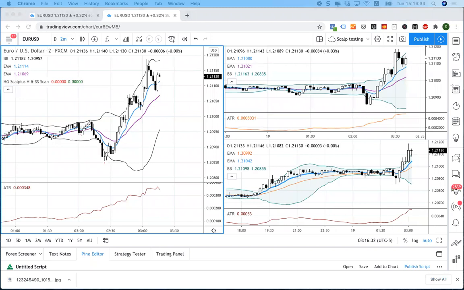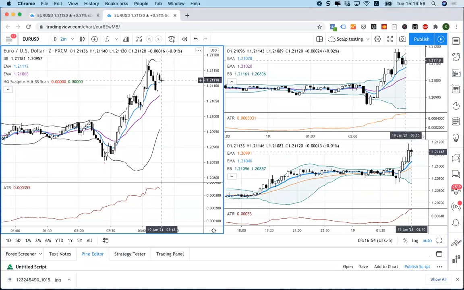Okay. So this order is placed, but if it doesn't get filled, I'm going to have to prep a new order, which is going to be kind of difficult to do and manage. So I'll show you the way that I do it.